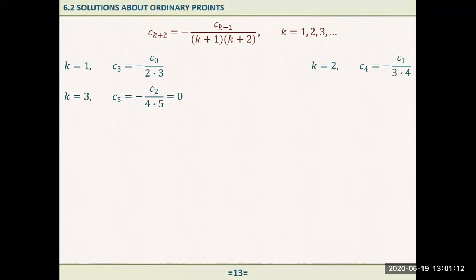And since we have already found the value of c sub 2 in the previous slide, this c sub 2 is equal to 0. 0 divided by anything is 0, so this coefficient is equal to 0.